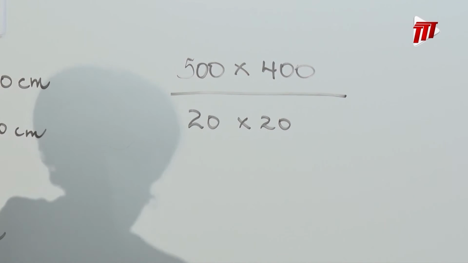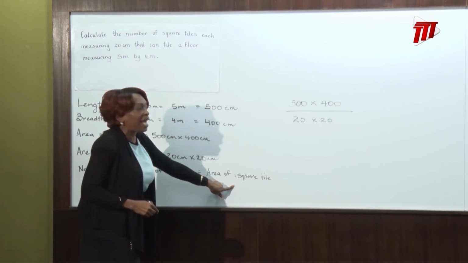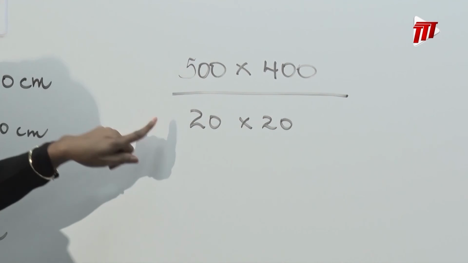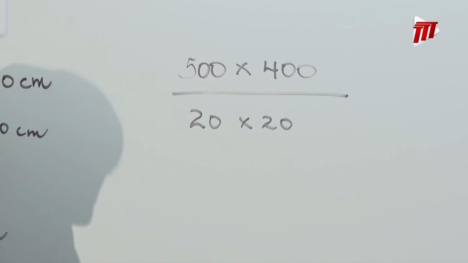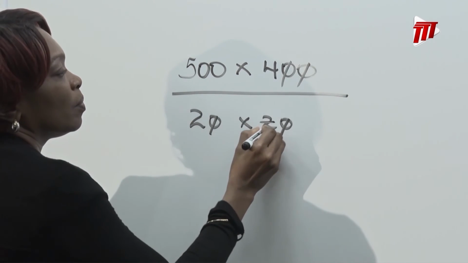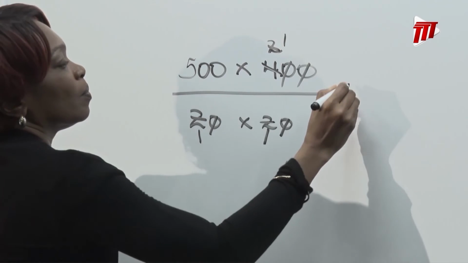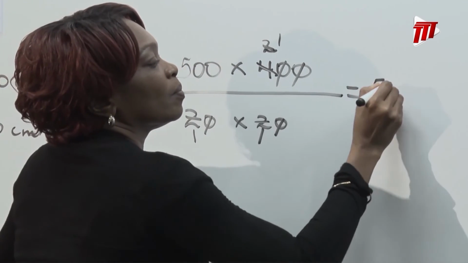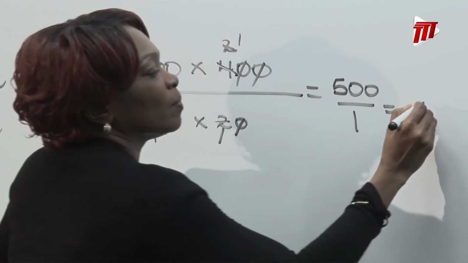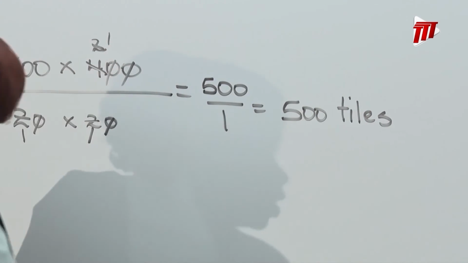Children, are you seeing that? It's the same thing. Area of the room divided by area of 1 square tile. Are you seeing it? Wonderful. So what we're going to do now? Let's reduce. Children, are you seeing that?